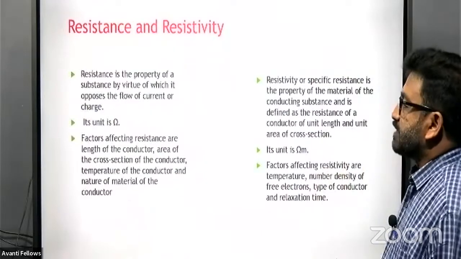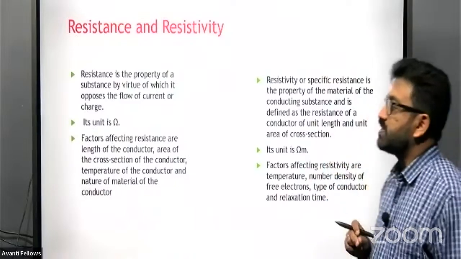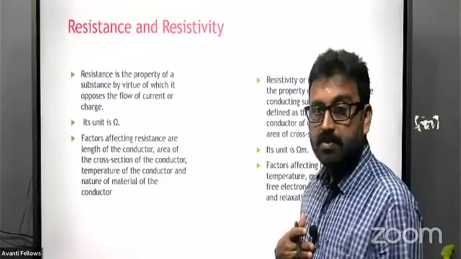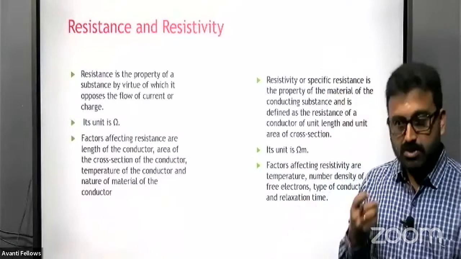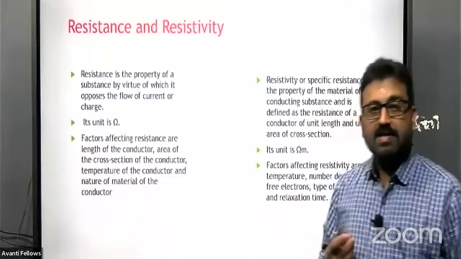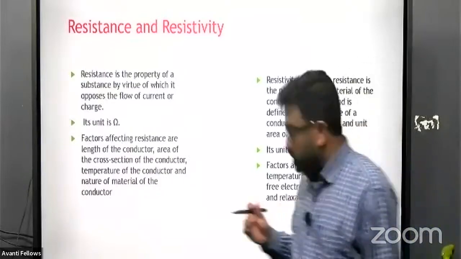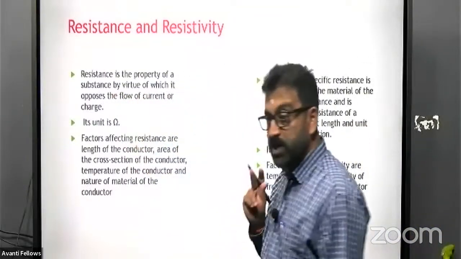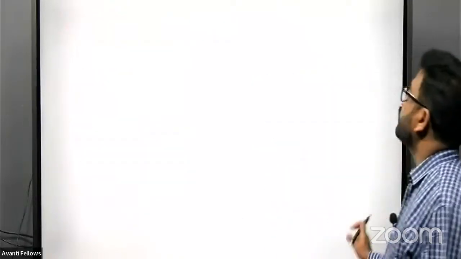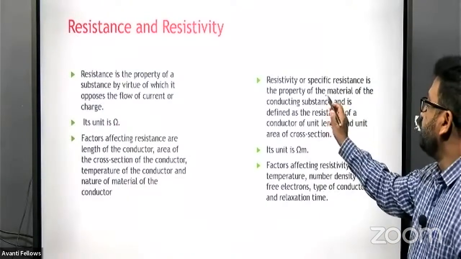Now the comparison between resistance and resistivity. The first one is resistance. It is a property of a substance by virtue of which it opposes the flow of current. Its unit is ohm, and there are certain factors which affect the resistance of a conductor. And now coming to resistivity, it is the property of the material.